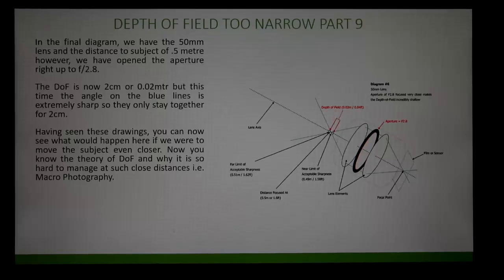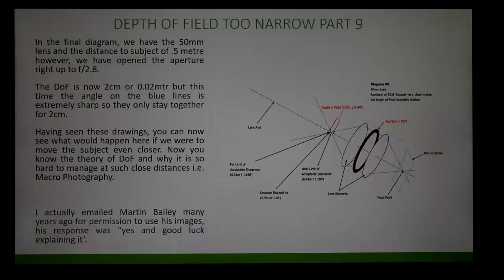I actually emailed Martin Bailey many years ago for permission to use his images. His response was yes, and good luck explaining it. This is so very true and has to be the hardest thing in photography. However, once you understand it, there is no stopping you.